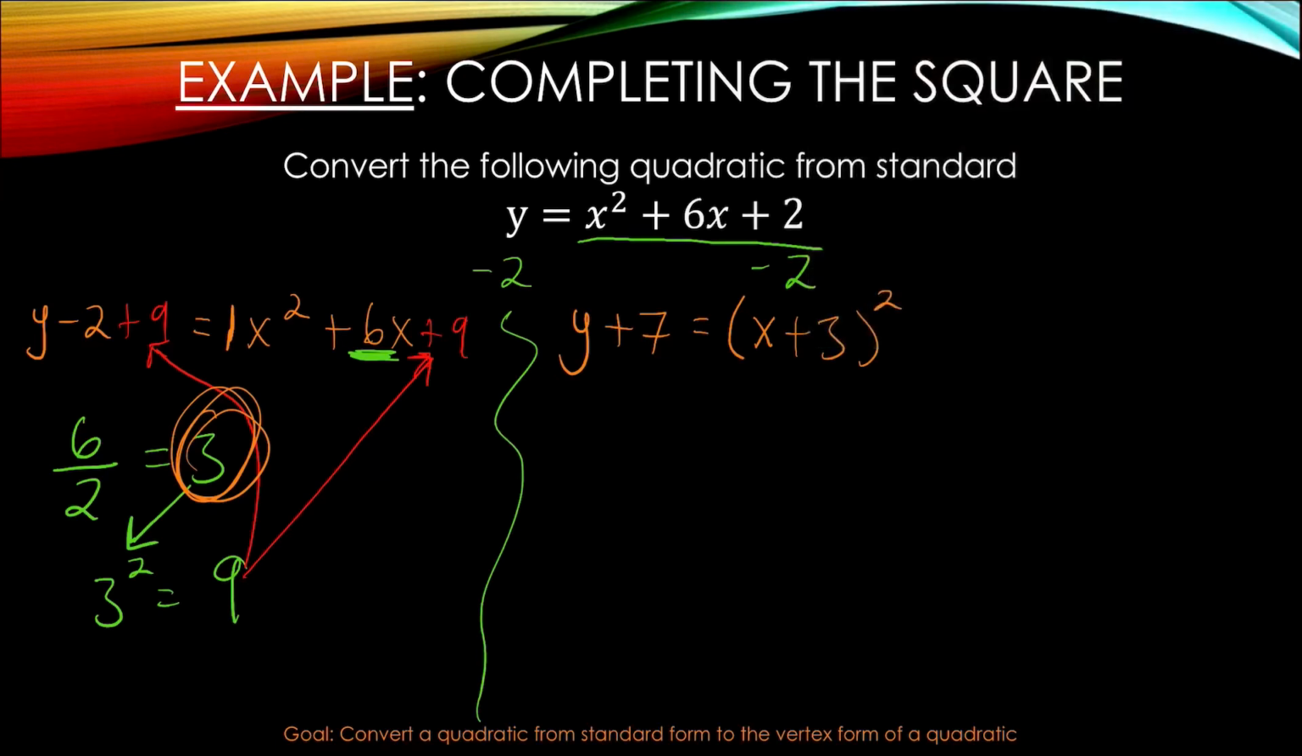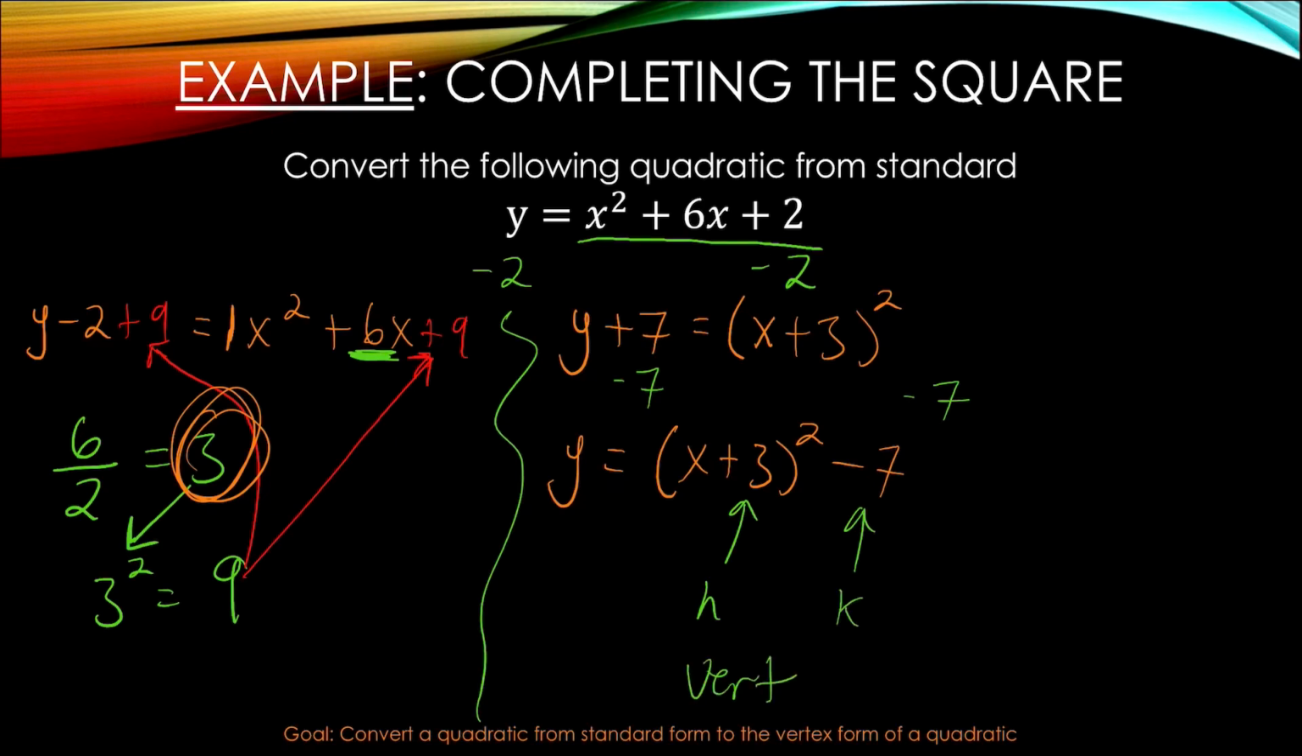The last thing we have to do is get y by itself. So I'm going to subtract 7 from both sides. When I do that, I get y equals the quantity x plus 3 squared minus 7. And now we're in vertex form. Notice here, we have h and we have k, so we could say the vertex is negative 3, negative 7.